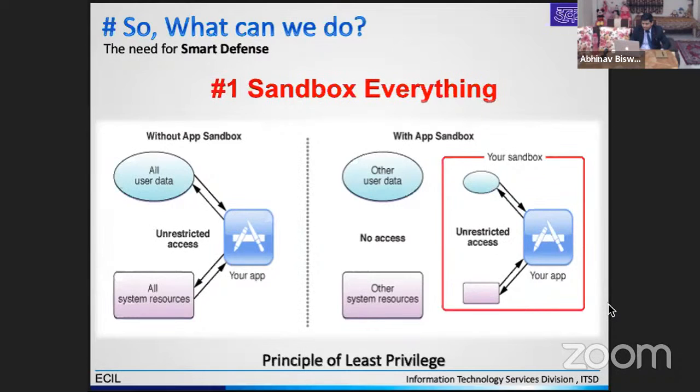Any data which comes into our network, or anything that goes out of the network, is sandboxed. Everything should be sandboxed and run in a safe environment and executed, to see what it is doing. Is it doing something which it should not do or which is not meant to do? Then only deliver it to the end user.